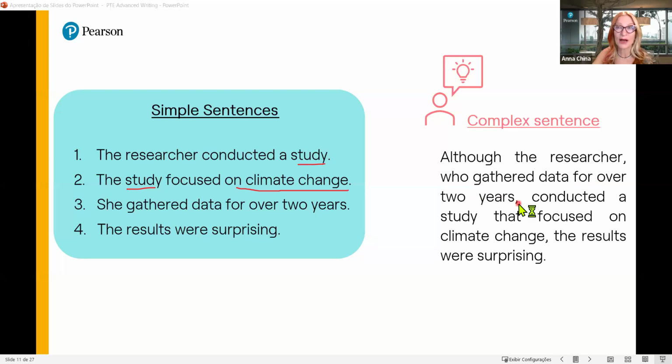This is a non-defining clause because we're adding information. So put it in between commas. So how can we check that this is correct? And how can we help our students? Imagine that you just eliminate this. So you eliminate the relative clause. Although the researcher conducted a study that focused on climate change, the results were surprising.